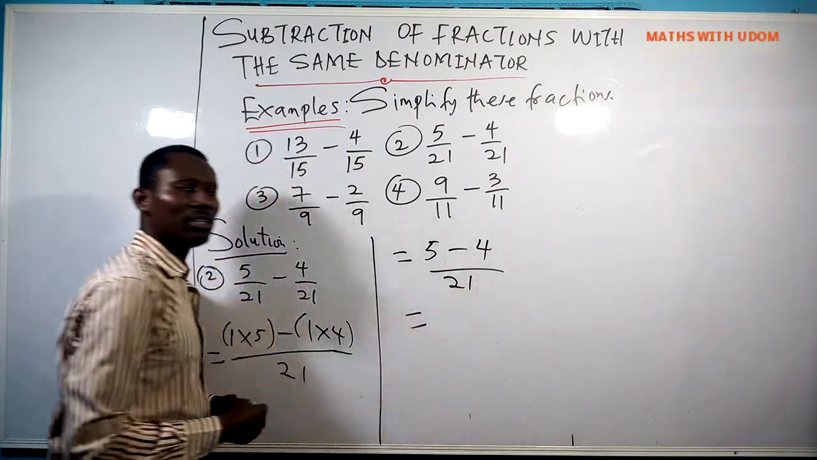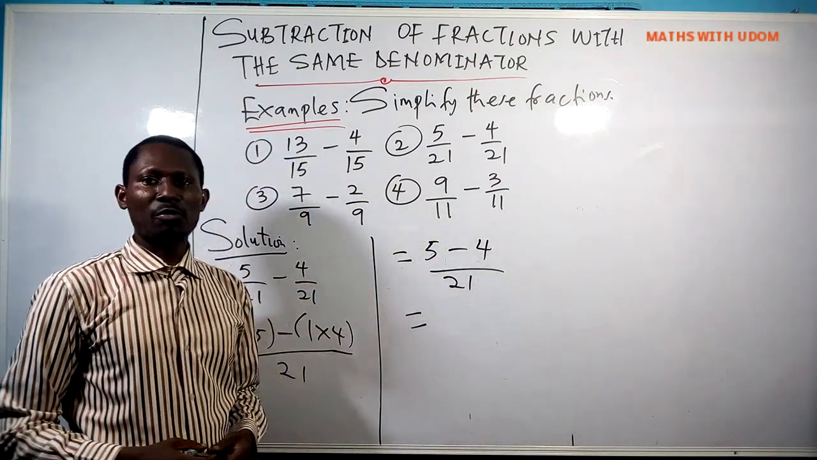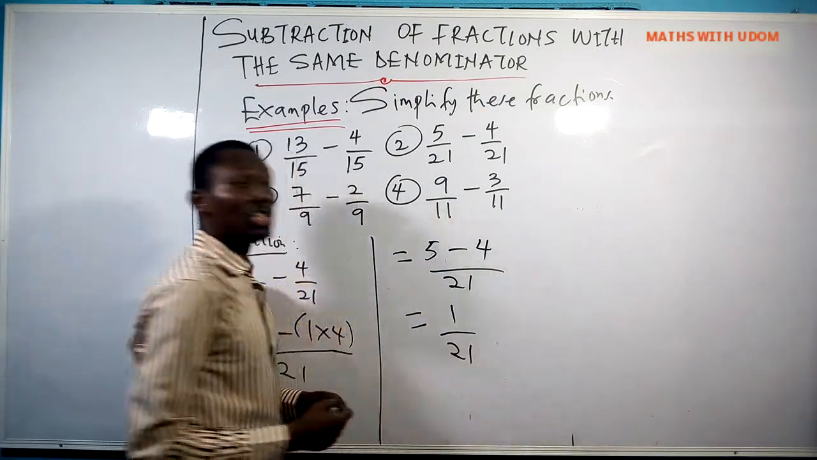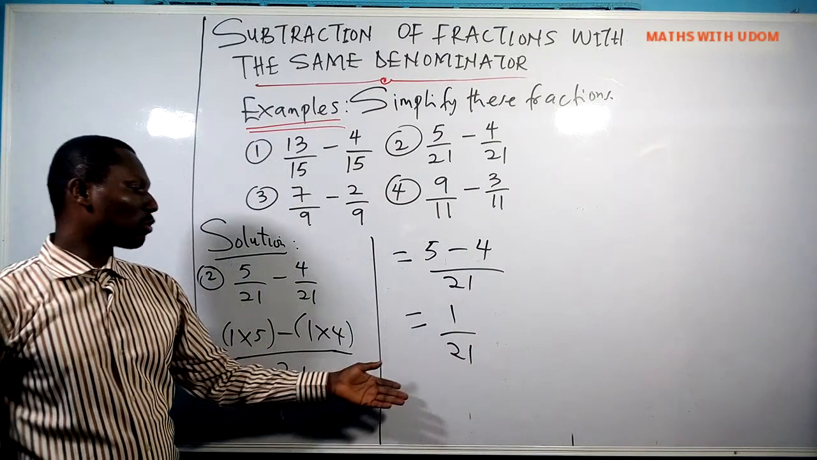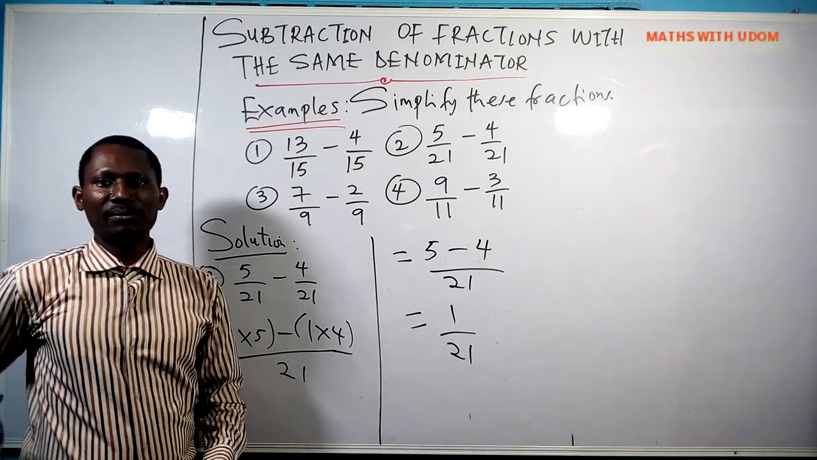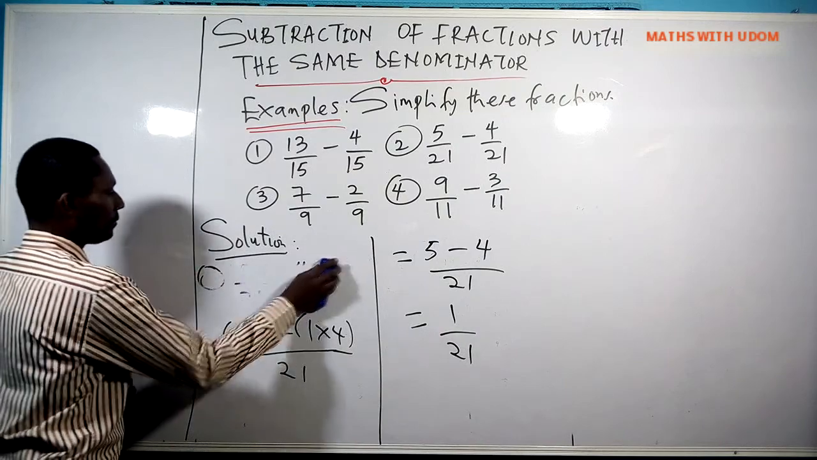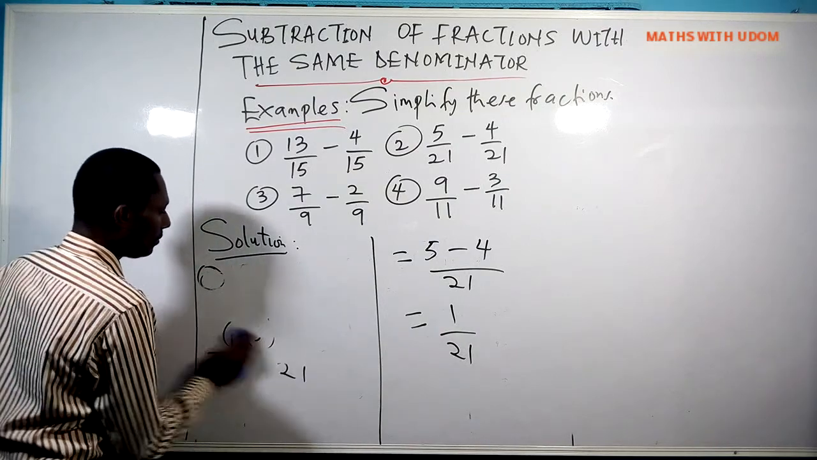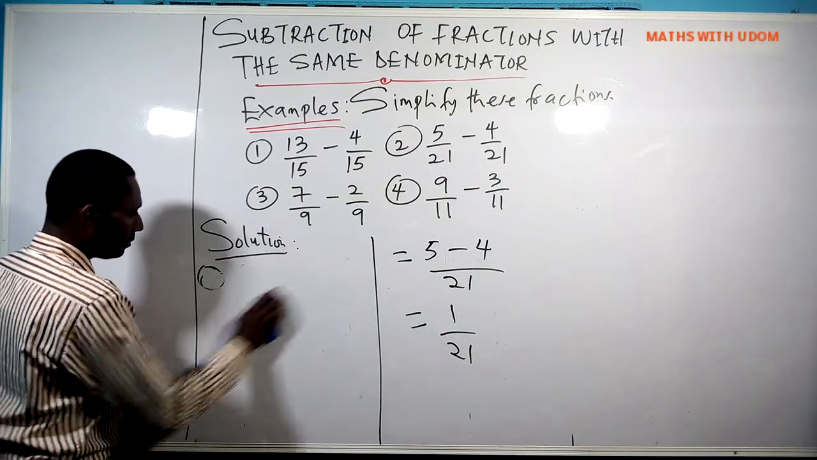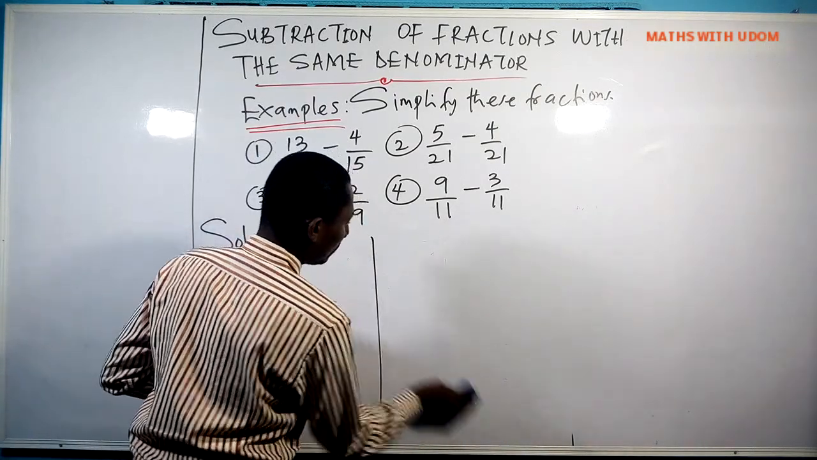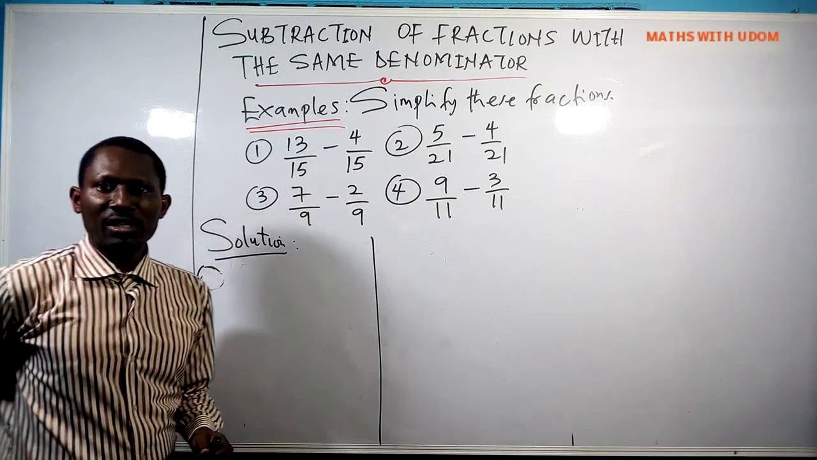And finally, 5 minus 4 from the numerator is what? 1 over what? 21. So this is a proper fraction. So we leave our answer this way. Okay? Alright. Example 3. So what do we have in example 3?